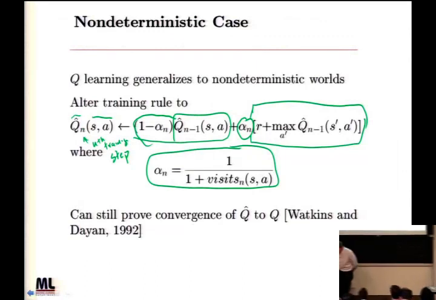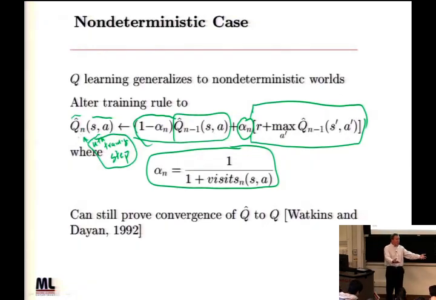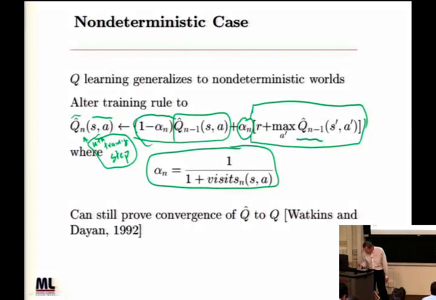So n here is the nth training step. What I'm saying is that after each training step, I have a new Q hat function. I'll call it Qn after n training steps. And all I'm saying here is that I'm using the Q hat function I have after n minus 1 steps to update the Q hat that I'll have after the nth training step.